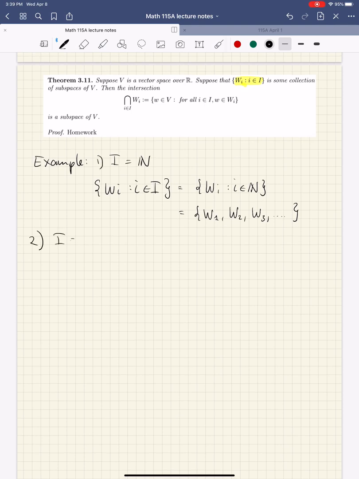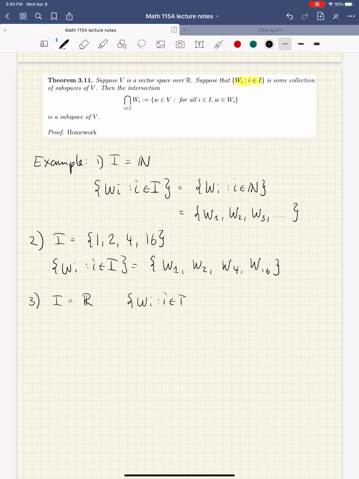We could also have that I is just a finite set, let's say 1, 2, 4, 16. Then for i in I, I get W1, W2, W4, W16. When it's finite, we can just enumerate this. If it's the natural numbers, as in example 1, we can still give it an enumeration. But you could also have I equals R, and then i in I is really just i in R. Now there's really no easier way to write this down. This just means: give me any real number and I associate a vector space to it.